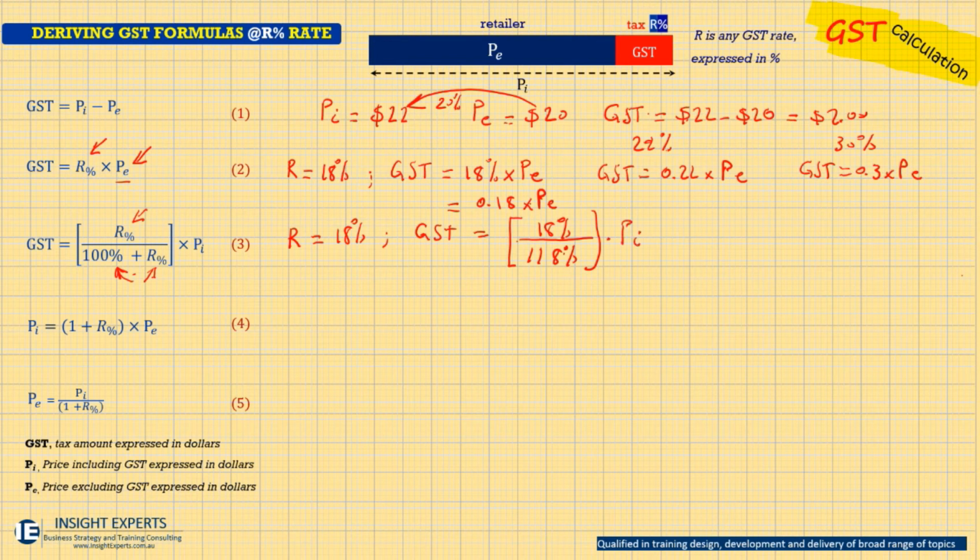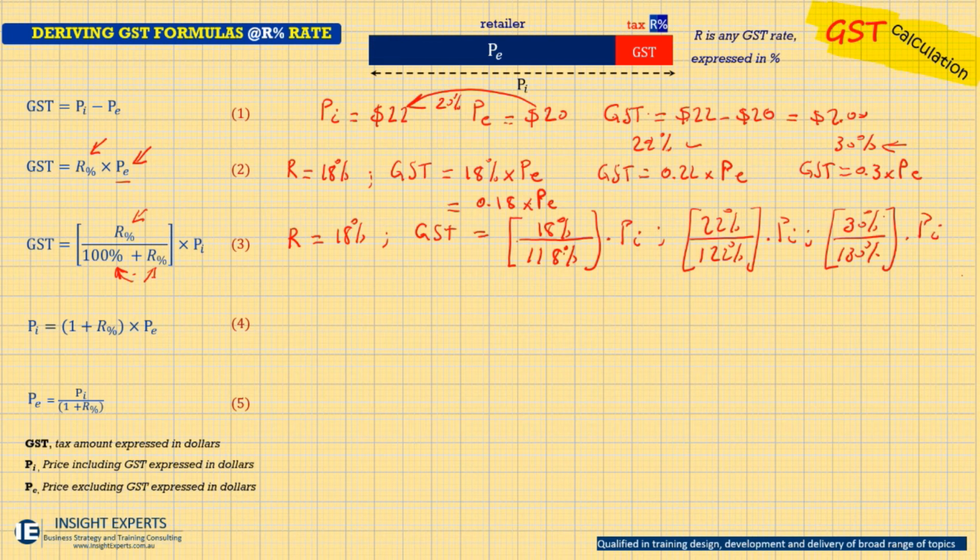So let's say, for example, my tax is 22%. Then really my GST amount is equal to 22% over 122%, multiplied by the price including tax. If my tax rate is 30%, it's really 30% the GST amount over 130%. And so on.